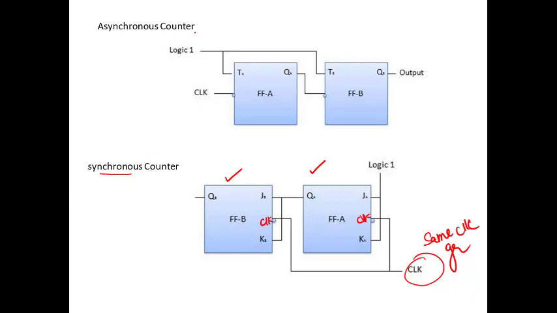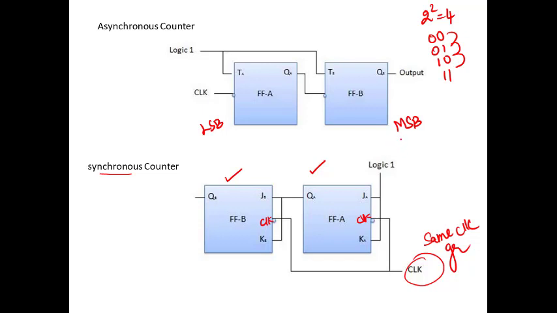Whereas in an asynchronous counter, again this is a 2-bit counter. If the bits are A and B, A is said to be the LSB and B is said to be the MSB. A 2-bit counter can take 4 possible combinations, namely 00, 01, 10, 11. These are the states, so the number of states will be 4.